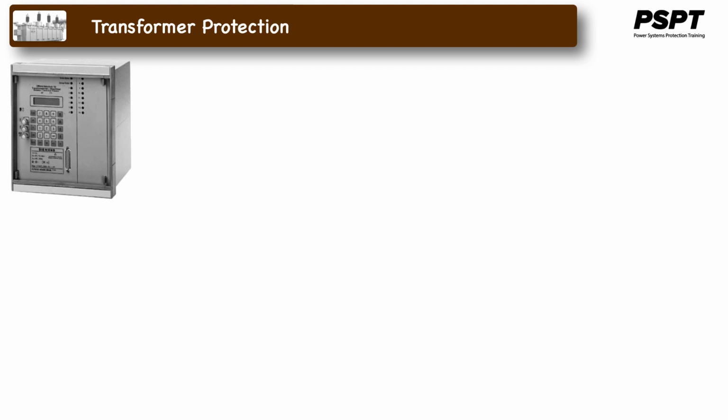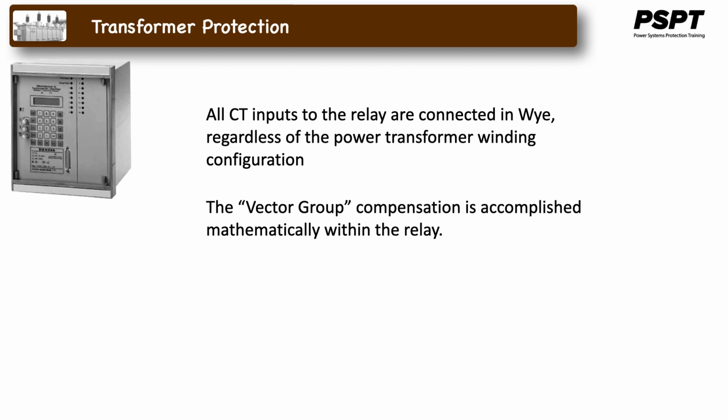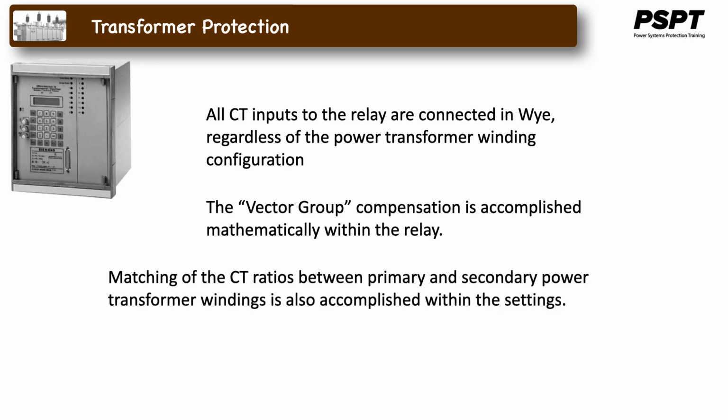With the Siemens 7UT513 relay, all CT inputs to the relay are connected in Y, regardless of the power transformer winding configurations and secondary phase shifts. This is because the vector group compensation is accomplished mathematically within the relay itself. Matching of the CT ratios between the primary and secondary power transformer windings is accomplished within the relay settings. The actual CT taps should be selected to produce approximately the same secondary relay current.